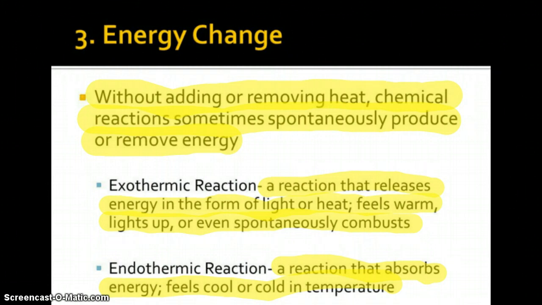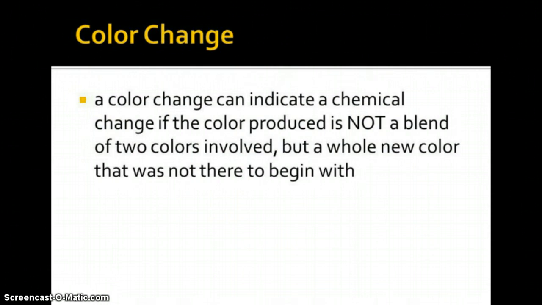Alright, last indicator is a color change. And in some reactions, a color change can indicate a chemical change if the color produced is not a blend of 2 of the colors involved, but a whole new color that wasn't there to begin with. This one's a little bit of writing.